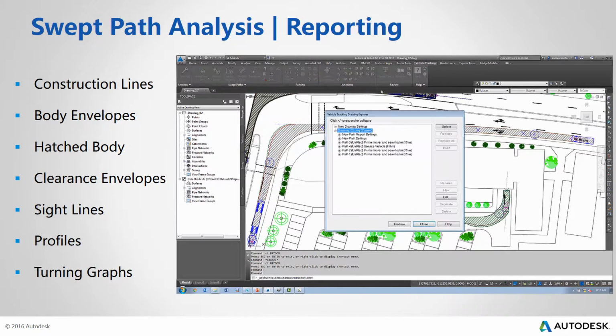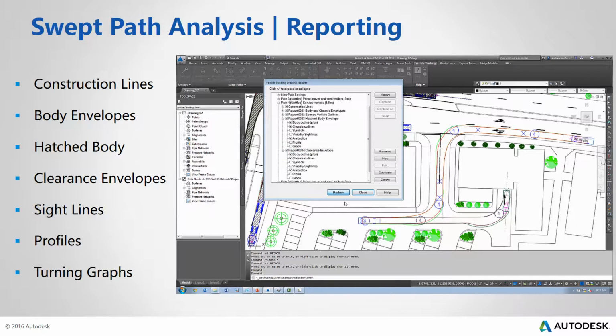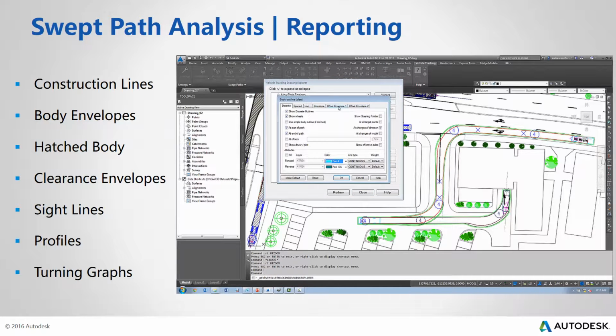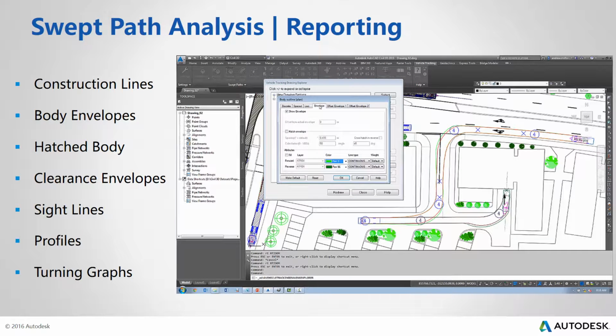So Autodesk vehicle tracking lets us display our swept path analysis in a variety of unique visual styles. We can display things from construction lines, body envelopes, hatched bodies, clearance envelopes, sight lines, profiles, and turning graphs. Autodesk vehicle tracking allows us to control every facet of the analysis for precise documentation, including changing elements such as layers, colors, line types, and hatching, etc.